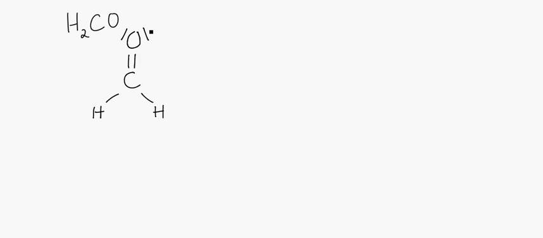So first of all, the hybridization we can get just by looking at the regions of electric charge around the carbon. We've got 1, 2, 3. So 3 regions of electric charge corresponds to sp2 hybridization. So like the nitrite we looked at last time, this is also sp2. But there's a difference in that there's no lone pairs on the central atom.